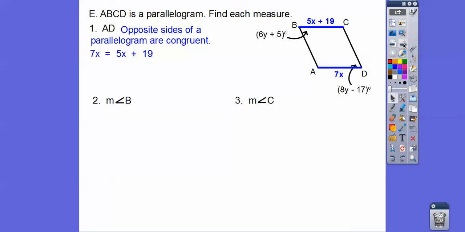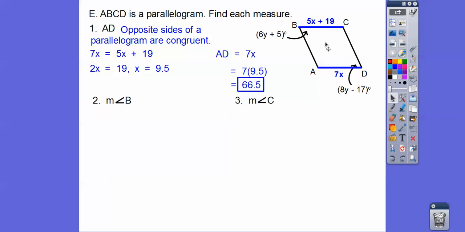Once we find x, remember it says find AD, so I got to multiply whatever x is by 7. So I'm going to subtract 5x from both sides and get 7x minus 5x is 2x equals 19, and 2 goes into 19, 9.5. Now, x is not the answer, you guys. We got to plug that into 7x. So we're going to go 7 times 9.5, and AD is 66.5, whatever the units are.